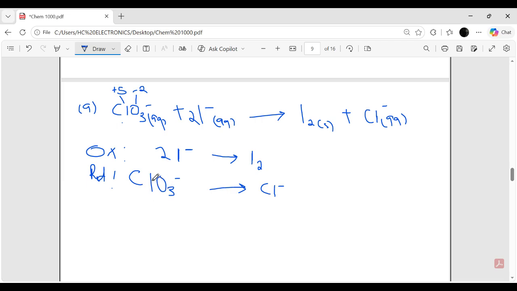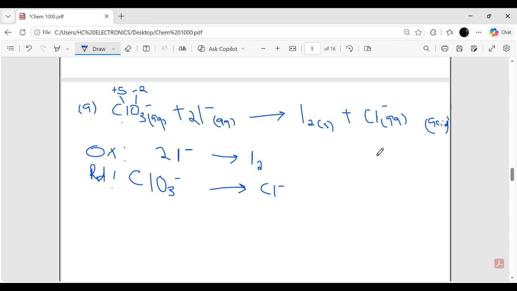But on the reduction, we only have chlorate, ClO3 minus, equals chloride ion. For the chloride ion, you need to balance, there's oxygen here. So how do you balance oxygen? They've said that we are balancing it in an acidic medium.